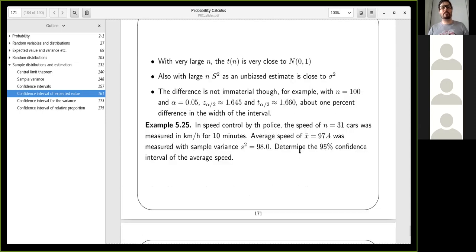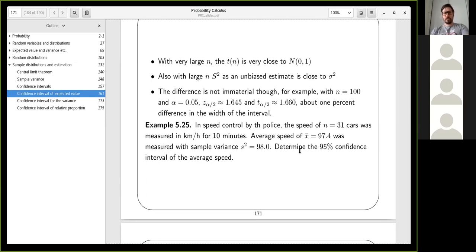The thing about this is that for very large n, the t distribution is very close to N(0,1). With large n, s squared is also close to the actual variance, as it's an unbiased estimate. The difference, though, is not immaterial. I mean, think about it. If n is 100 and alpha is 0.05, which is a very common risk level, I don't know why, it's like 1 in 20.